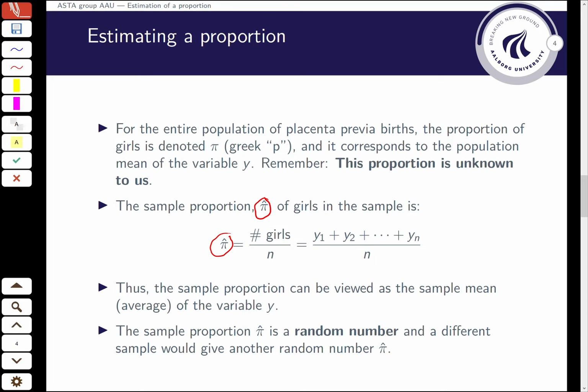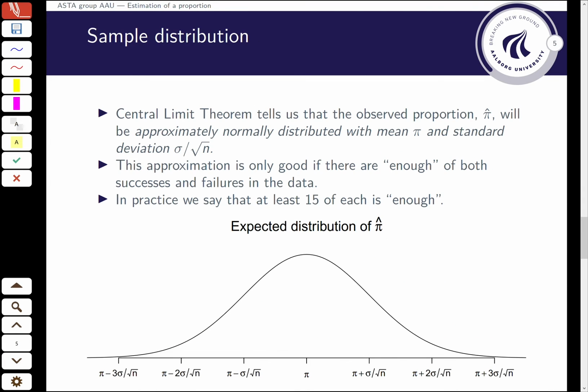So the pi hat is a random number, and the distribution of this random number, due to the central limit theorem, can be characterized approximately by a normal distribution with the mean value of the true population proportion pi and some standard deviation, which is the standard deviation of the population divided by the square root of n. So the standard deviation will be smaller with a larger sample size.